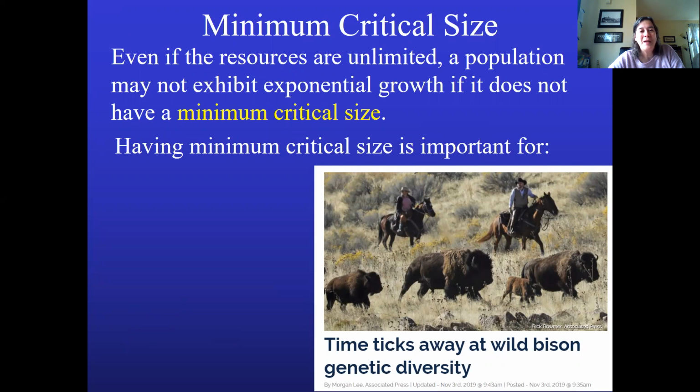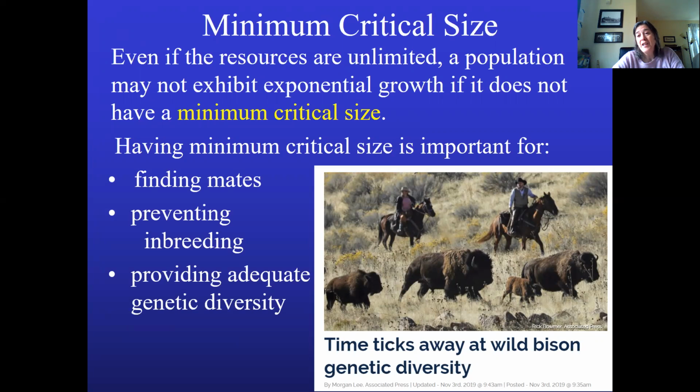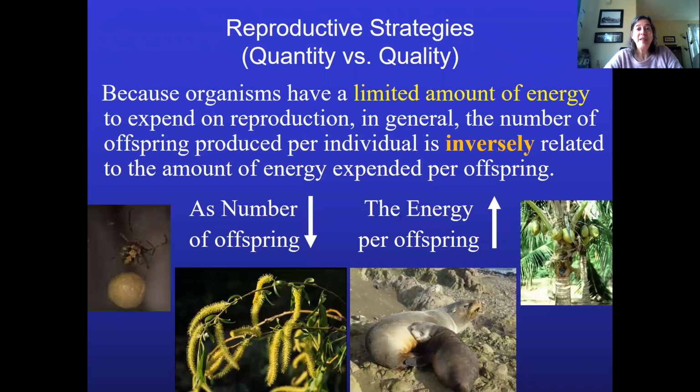All right, and then there's the minimum critical size. We talked more about this in the biodiversity unit, but even if the resources are unlimited, you may not exhibit exponential growth if you don't have a minimum critical size, and that happens when species become deeply endangered. If you don't have enough critical size, you're going to have trouble finding mates. You're going to have too much inbreeding because not enough genetic diversity. So this has happened if we bring species to the brink. Okay, so there are two styles of reproductive strategies.